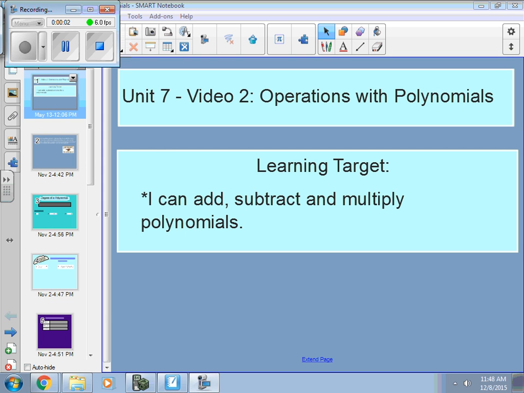We're going to be looking at operations with polynomials, and what we want you to be able to do, your learning target, is that you can add, subtract, or multiply polynomials when we're done today.